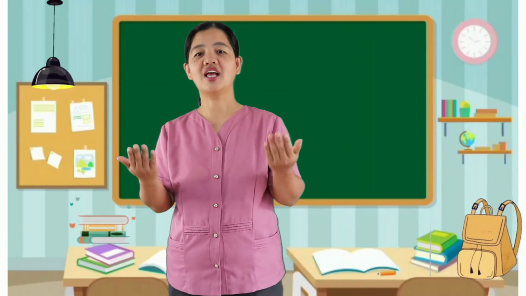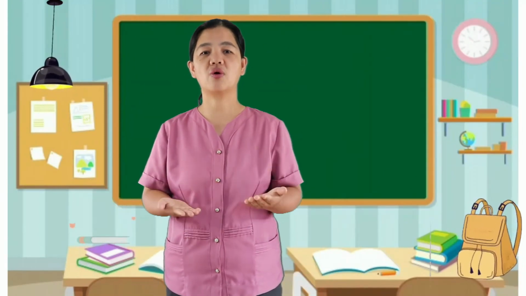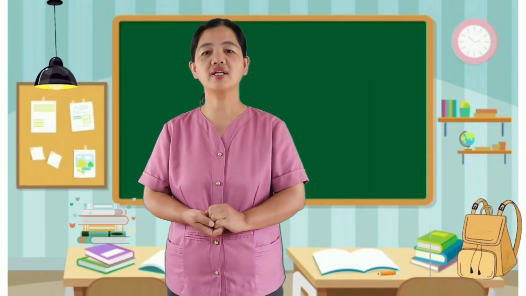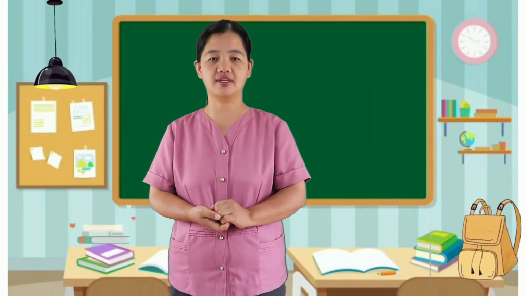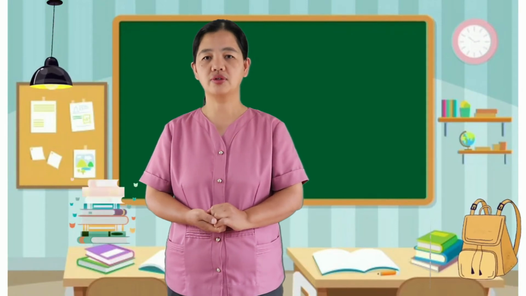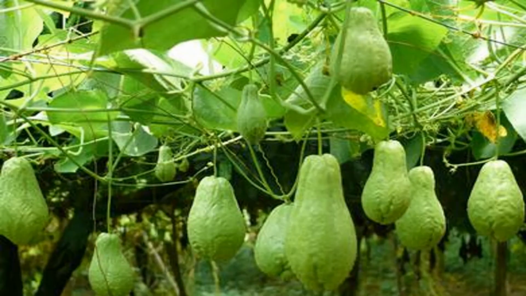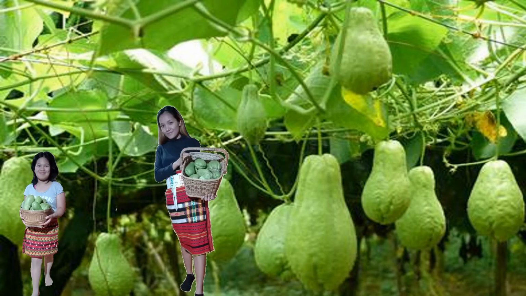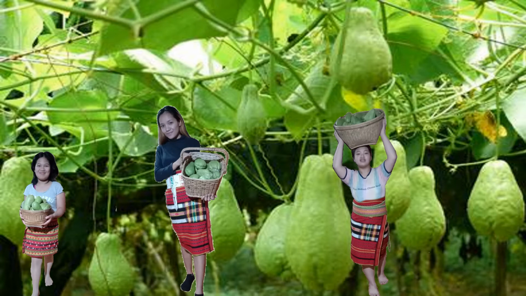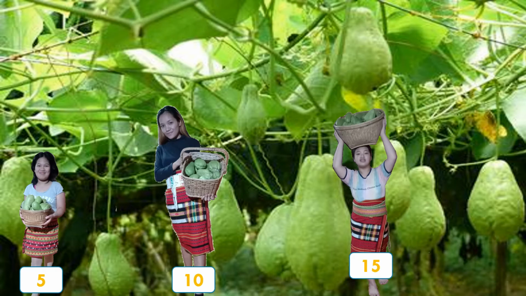Come on, children! Let's explore more. Here is a story of 3 sisters who went to gather sayote in their garden. Let's find out who gathered the most. Here is the sayote garden. Anna, Elsa, and Susan went to the garden to harvest sayote. Anna harvested 5 kilos. Elsa harvested 10 kilos. And Susan harvested 15 kilos.